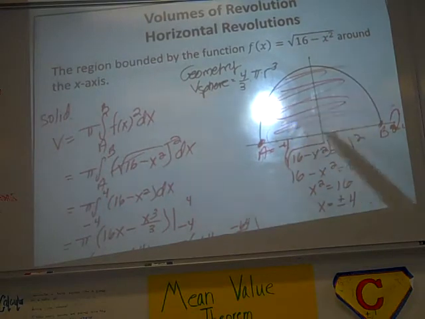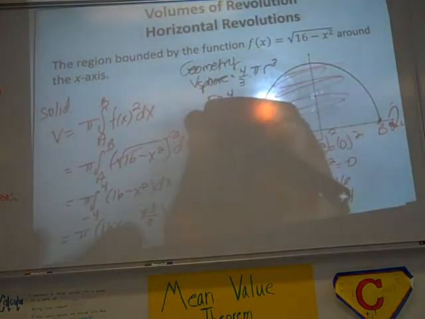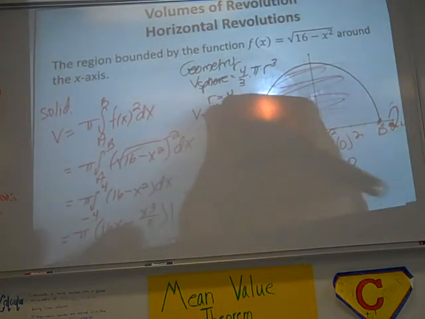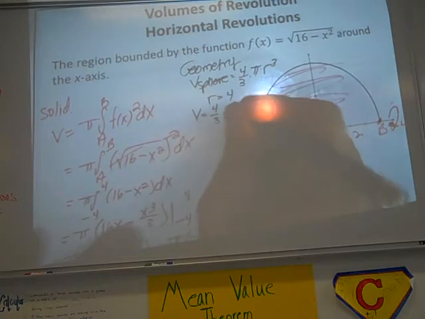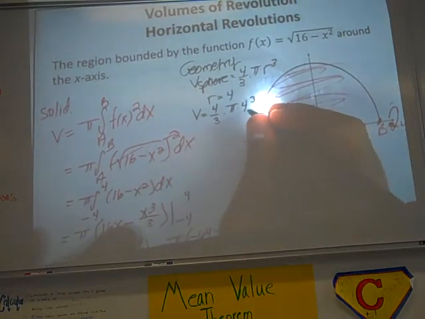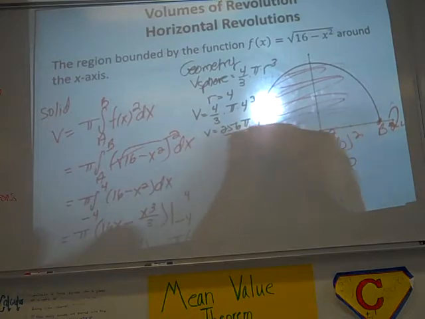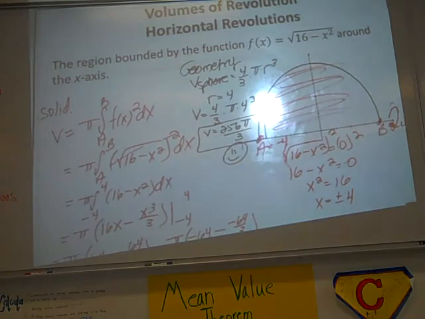Because this region is a semicircle and we're revolving it around the x-axis, we're generating a sphere. For this problem specifically, the radius is 4. So if I use my geometry knowledge, the volume is 4/3 times pi times 4 cubed. 4 cubed is 64. 4/3 times 64 would indeed give you 256 pi over 3. I don't know about you, but that just makes me happy.